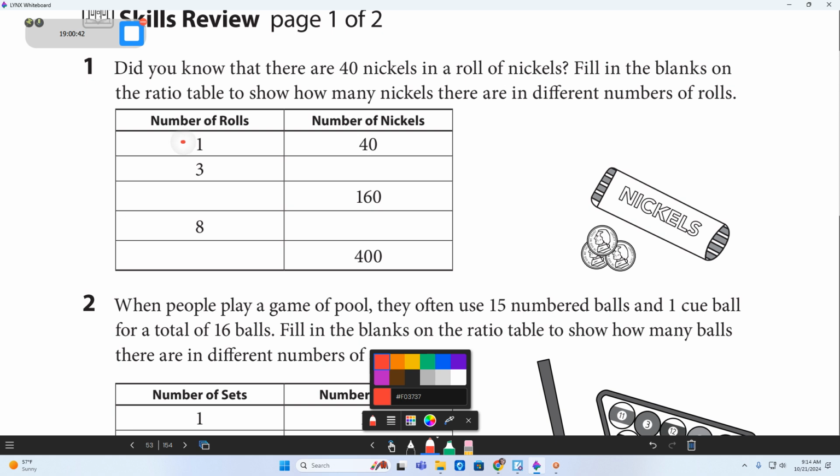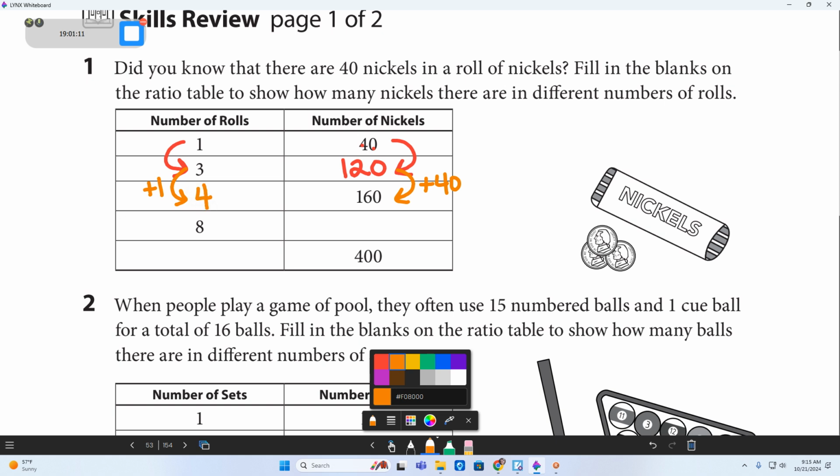Well, if we're multiplying this by 3, then we need to multiply this by 3 as well. 4 times 3 is 12. 0 in the problem, a 0 in the answer. And then I think this one is going to be, it looks like they're adding 40 nickels here, and 40 nickels is the same as 1 roll. So this will be 4 rolls.